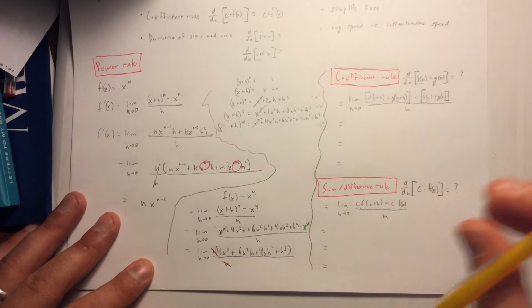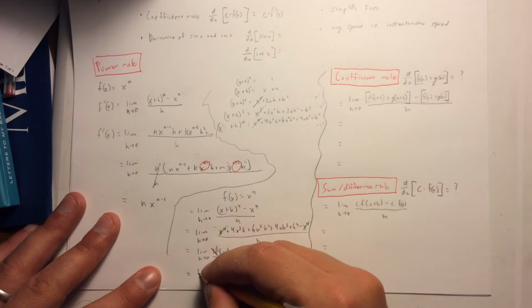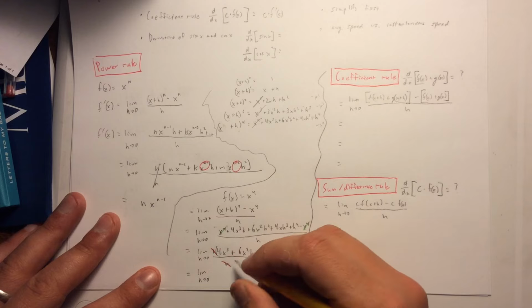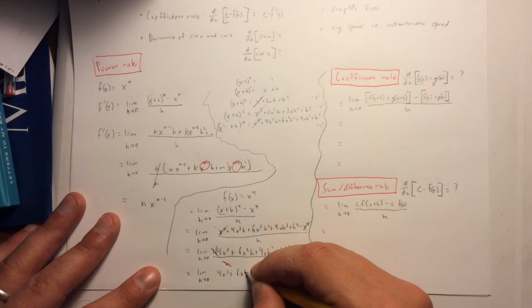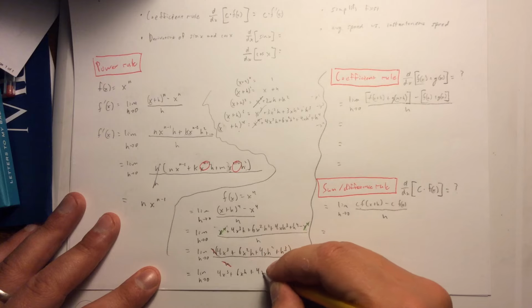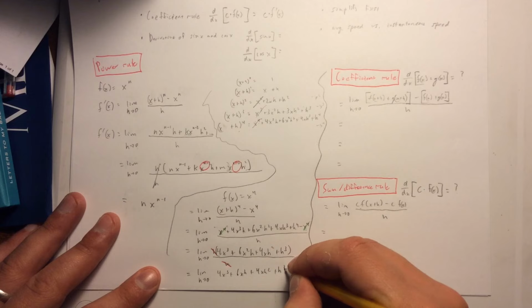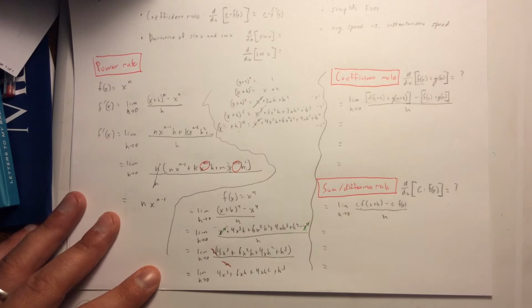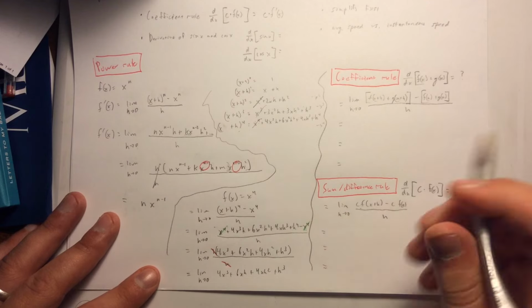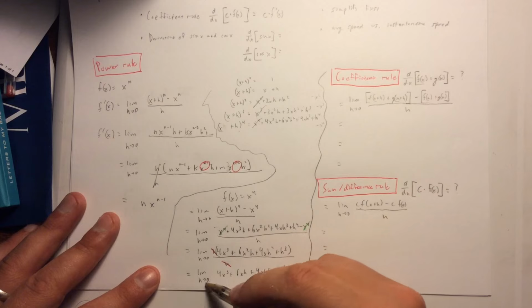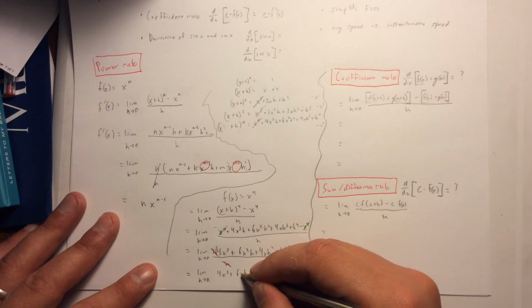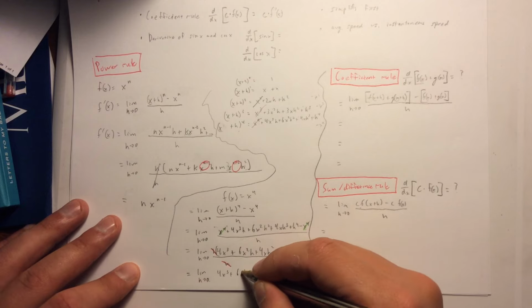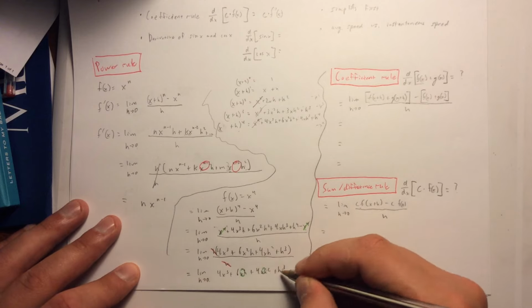So I get the limit as h approaches 0 for 4x cubed plus 6xh plus 4xh squared plus h cubed. Hey, guess what? If I make h approach 0, 6 times anything times x times 0 is basically going to be 0 plus 0 plus 0.